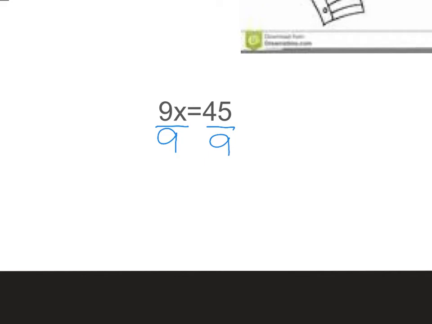We have to do that to both sides of the equal sign here. So 9 divided by 9 is 1. You do not need to write 1x because if you just write the x, we know there's one of them. There it is. You can see it. So 9 divided by 9 is 1x equals 45 divided by 9 is 5, and x equals 5.